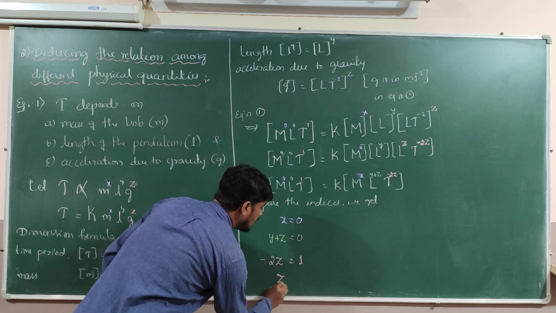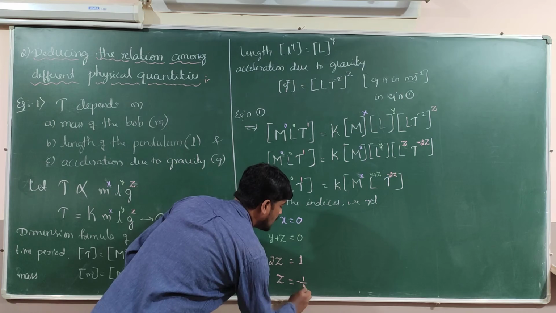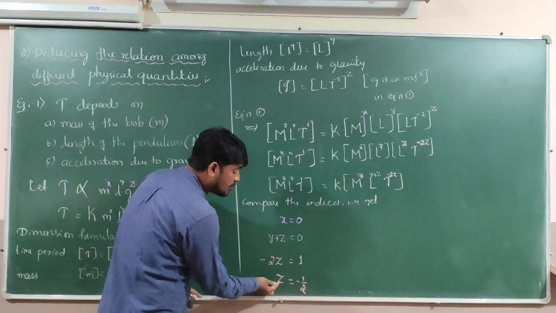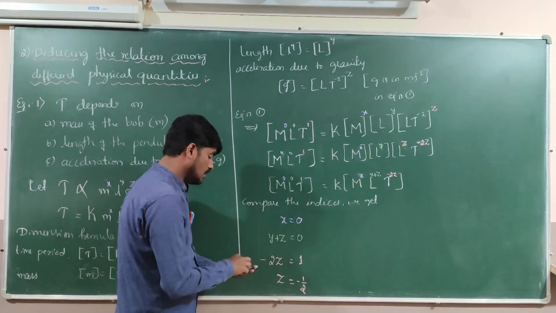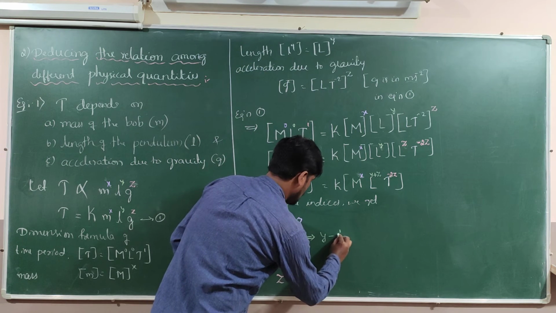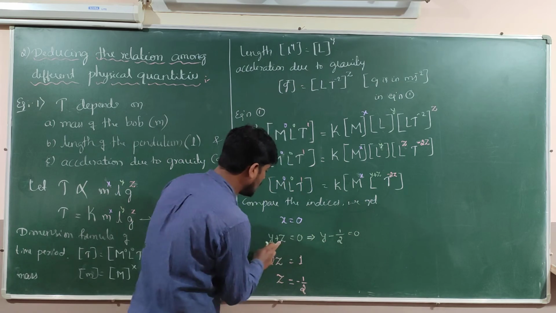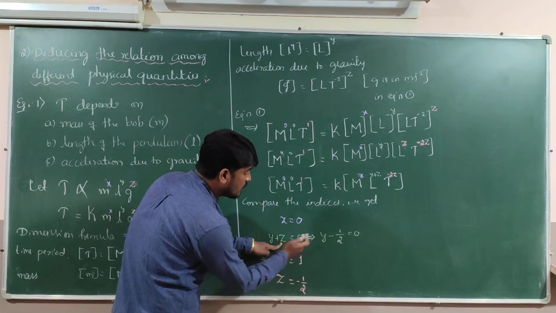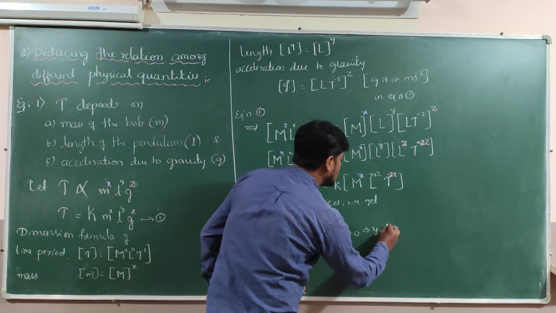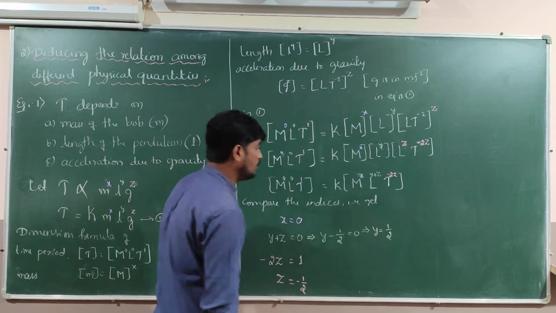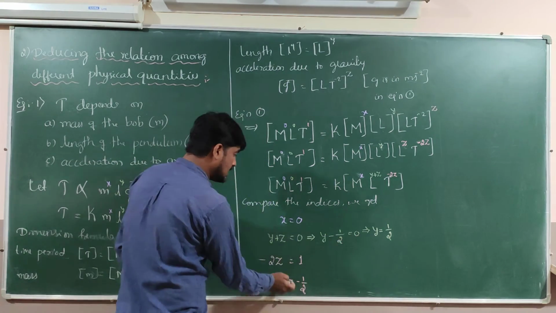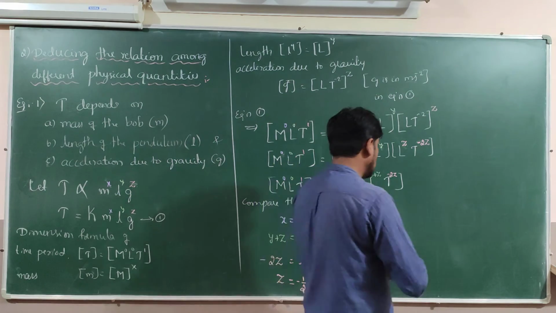So if I rewrite this one, I get z equal to minus 1 by 2. Then substitute z equal to minus 1 by 2 in the above equation. So this equation implies y minus 1 by 2 is equal to 0, because in the place of z I use minus 1 by 2. If I rewrite this, I will get y equal to plus 1 by 2. Now I have obtained the values of x, y and z. The value of x is equal to 0.